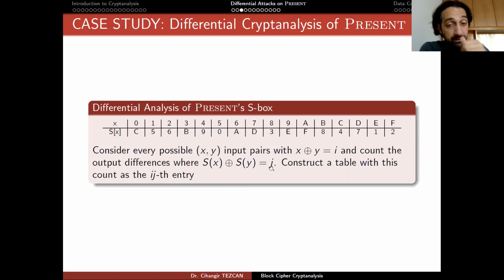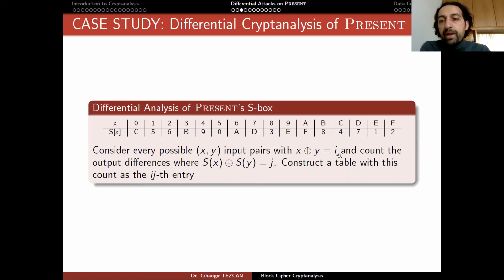So in such a table, we will see that the 0,0 entry is 16, but the 0,1 or 0,7 entry is 0, because you cannot give the same input and observe a different output difference. When X equals Y, S(X) would be equal to S(Y). So this should be 0. This would be your 0th row. Now consider the first row of your table.